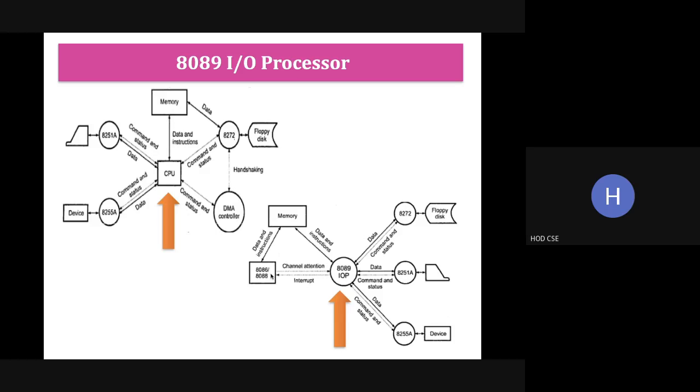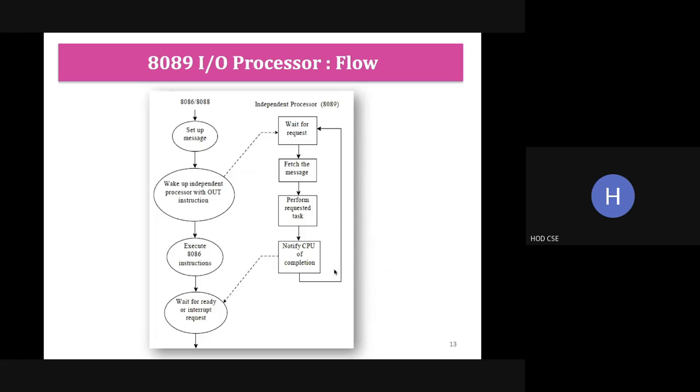So here in this 86, we have the memory table. The IO processor will fetch the task from the memory table and complete the task. You remember this flow diagram. This is the 86 processor here. Whenever we see an out instruction, like a printf statement in a high level language, it will give the task to the 89 processor. Here it will fetch the message from the memory table and perform the task.